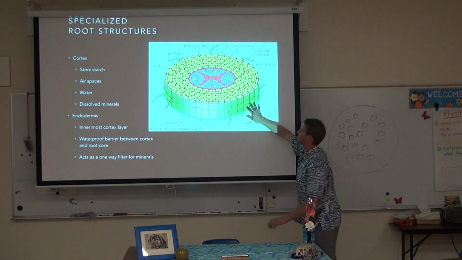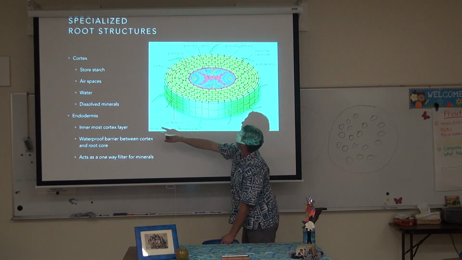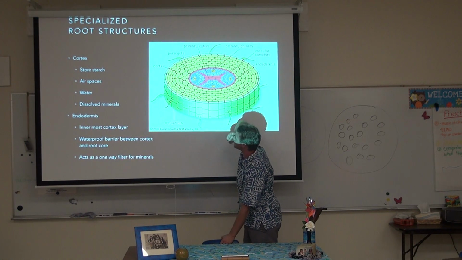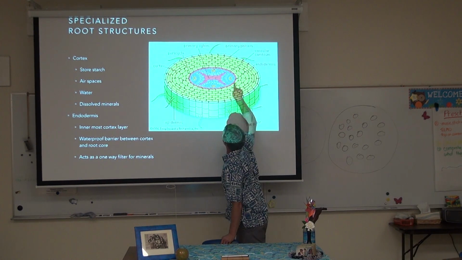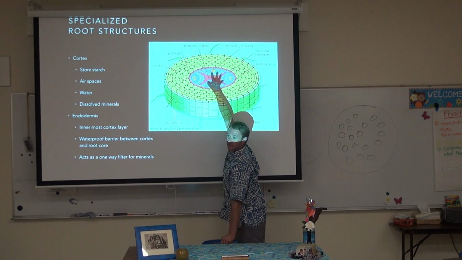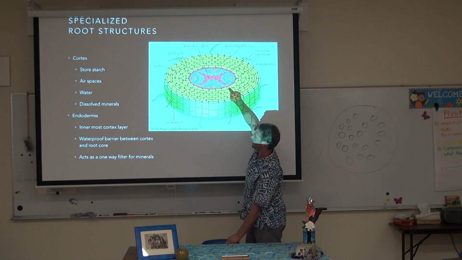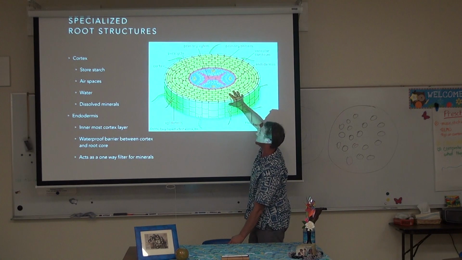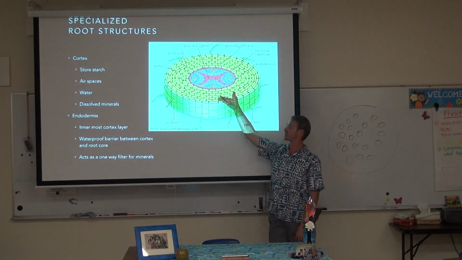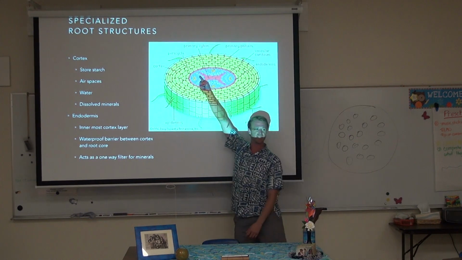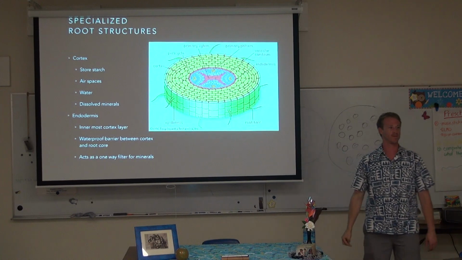You have the epidermis, which is the outside layer, right? I'm sorry, endodermis. You have the endodermis here, wrapping around the vascular tissue. Innermost cortex layer, it's a waterproof barrier between the cortex and the root core. Waterproof barrier. So this is all storage. It's not going to leak into there. It's only going to bring in what it wants.